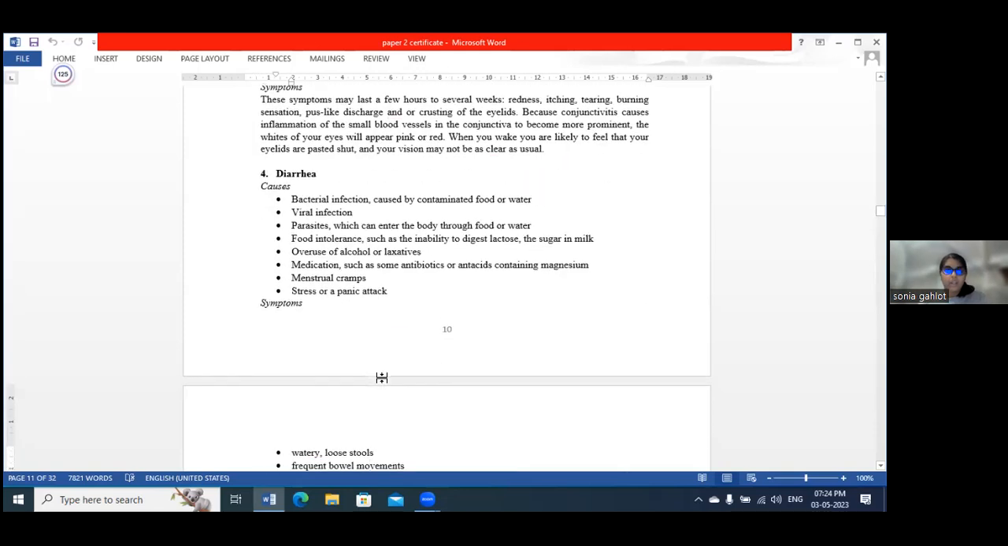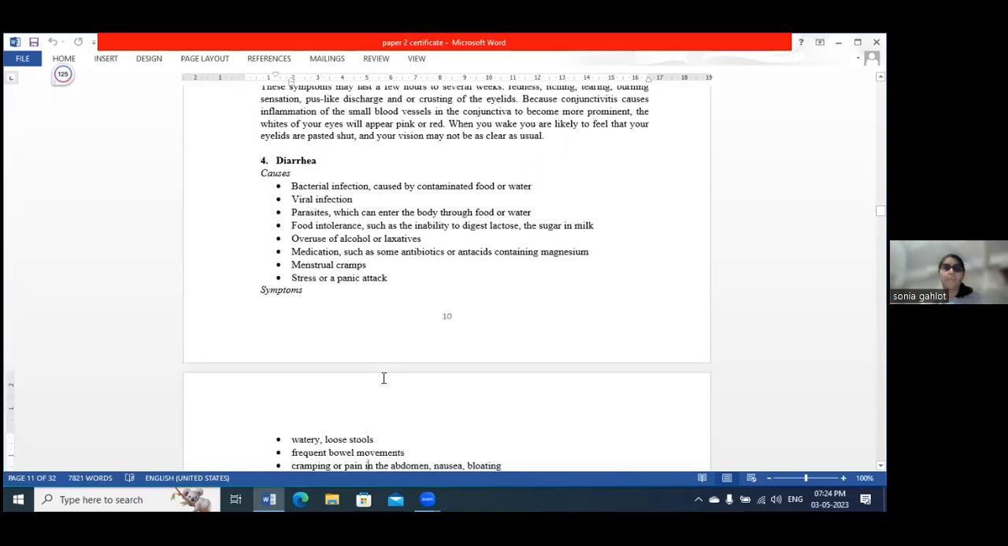The next one is diarrhea, which is very common. There are plenty of causes. The first is viral infection. Nowadays, because of COVID that is going on right now, the most common symptom is diarrhea. It is also because of contaminated food, contaminated water, any bacterial or viral infection, then parasitic infection in the body, which comes through food and water.